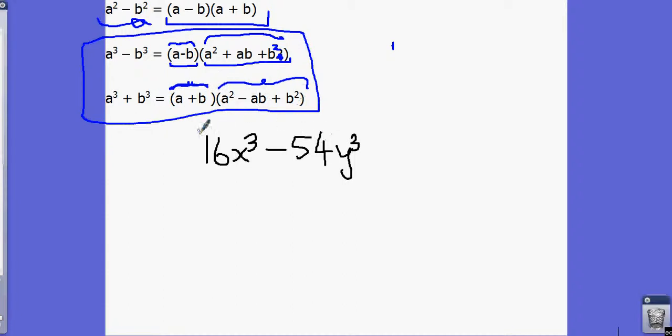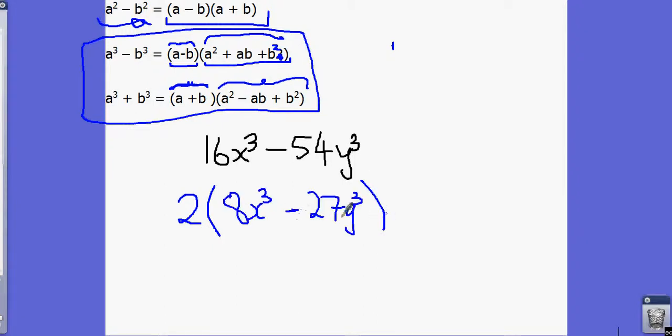So we're going to look at a particular example here. Let's say we've got 16x cubed minus 54y cubed. The first thing that we always do when we're factorizing an expression is we look for a common factor. And we can see here immediately the common factor is 2. So I'm going to take out 2 and find out what the rest is.